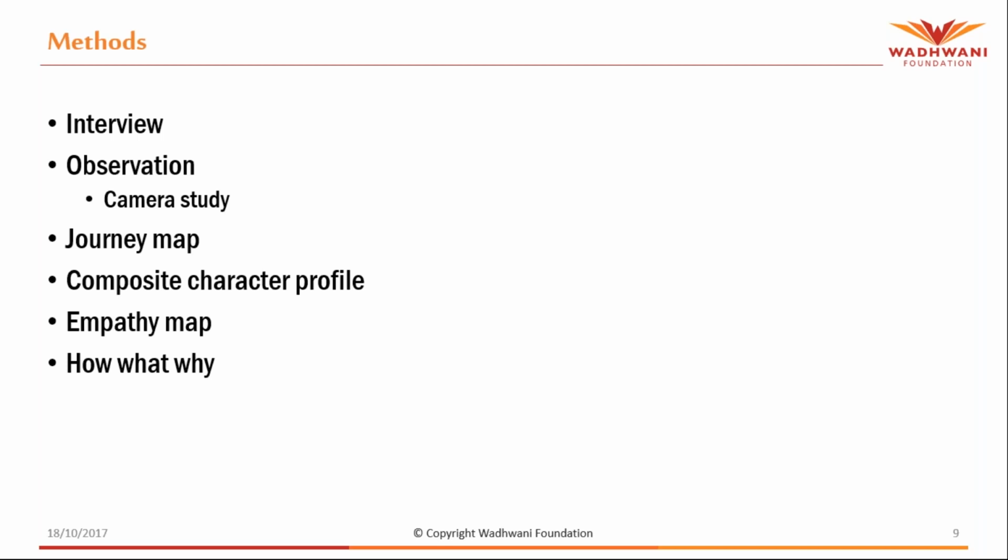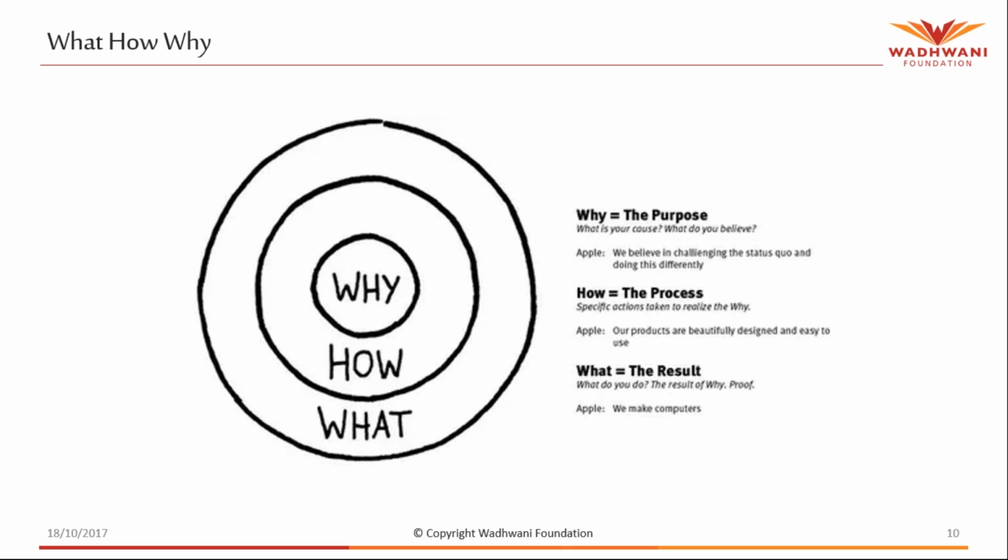The other two, the empathy map and the why, how, what framework, are some things which I will explain in the next two pages. The why, how, what is when you ask these three questions. For example, the example over here is that of Apple. So why is a very central one. What is the purpose? What is it that is a cause for which you are doing?